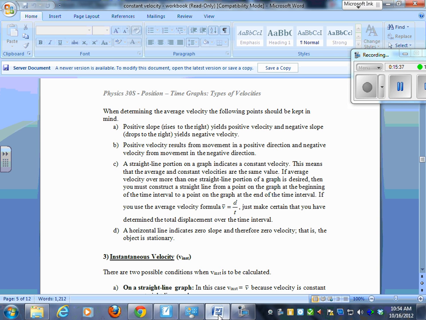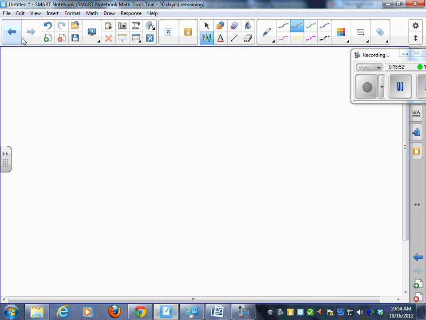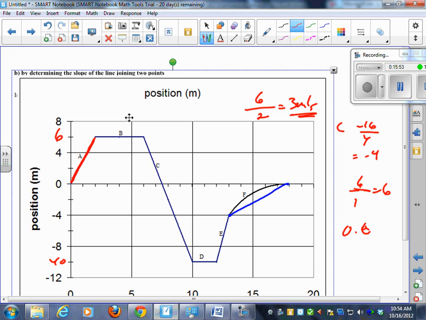If the average velocity over more than one straight line portion of the graph is desired, then you must construct a straight line from a point on the graph at the beginning of the time interval to a point on the graph at the end of the time interval. In other words, what if I wanted to figure out the average velocity for intervals A, B, and C? Casey, how would I do that? Yeah, from A to the end of C, exactly.